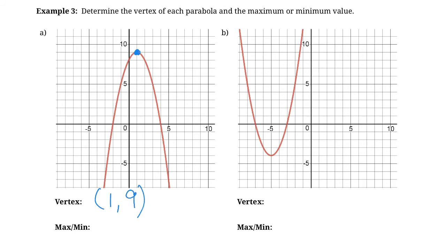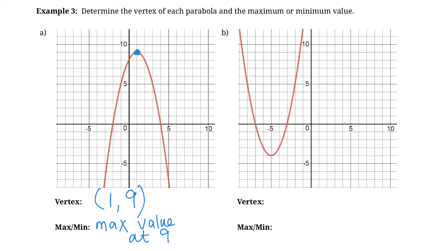Now, is this a maximum or a minimum? Well, because our vertex is located up at the top, it's the highest point on our parabola, we are going to identify this as a maximum. But the way that we're going to officially state our answer is we're going to say there is a maximum or max value at 9. Remember that we are only focusing on the y value of our vertex. So our maximum value is located at 9.